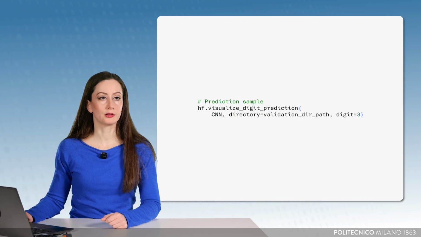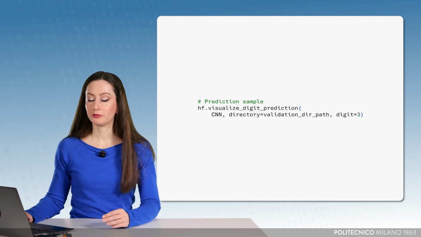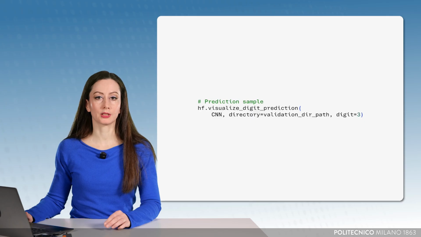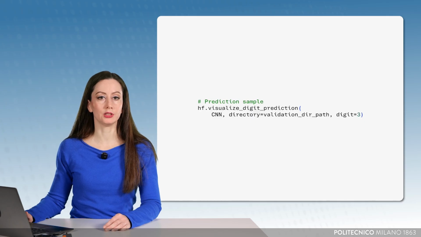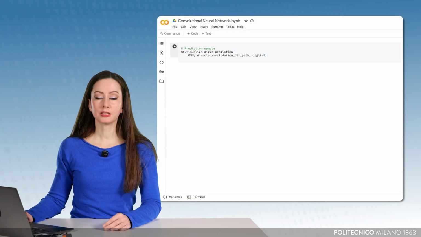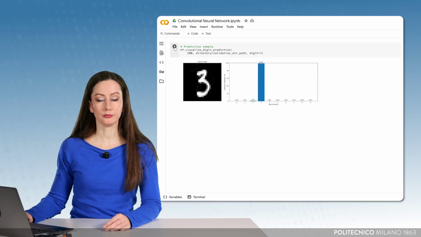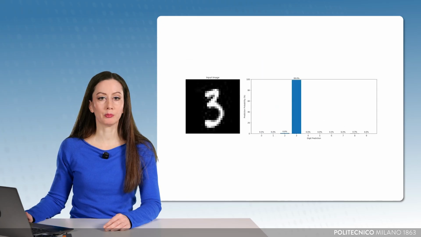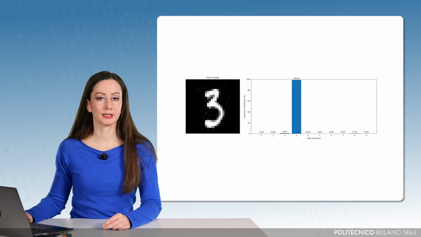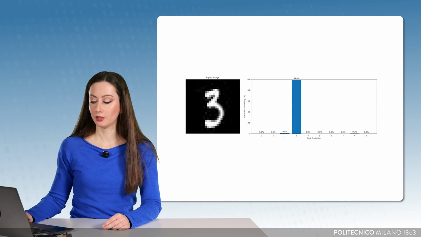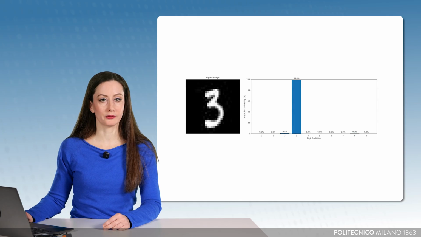So we are now at the fourth step. Let's look at some results using the function visualize digit prediction from the file helper functions. And this function visualizes from the validation set one randomly selected image, in this case of the digit 3, and displays the prediction probabilities made by the network. And for this sample, the model correctly classified the image as a 3 with a 99% confidence.